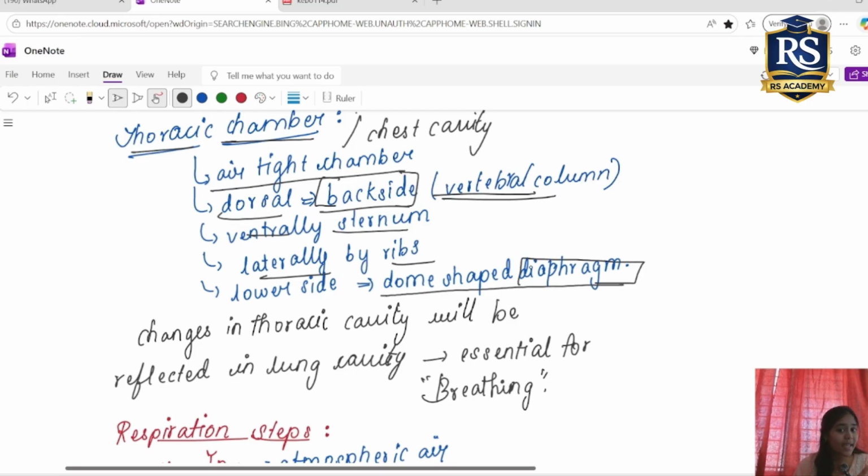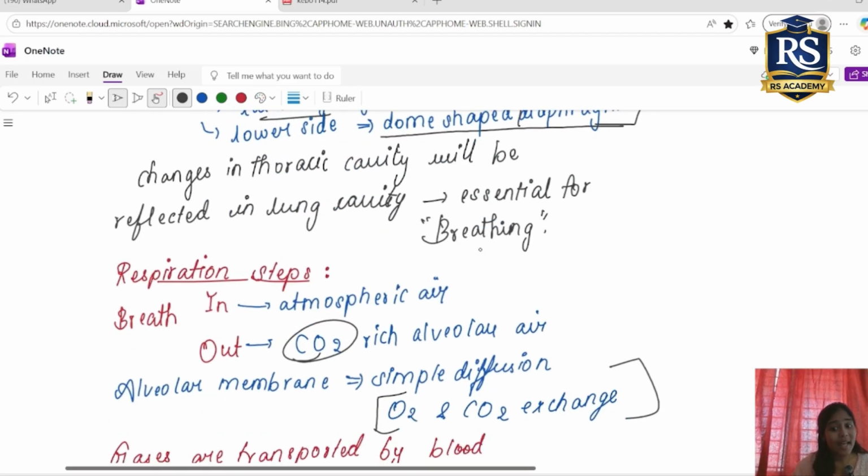We have seen this in the diagram, right? What is diaphragm? It will contract or relax during the respiration process. It is nothing but the muscle which supports the respiration process. Now, whenever the size of the thoracic cavity changes, it will be reflected in the lung cavity also. So the volume of the lung will also change, which is very essential for breathing. Volume changes are very important for breathing.